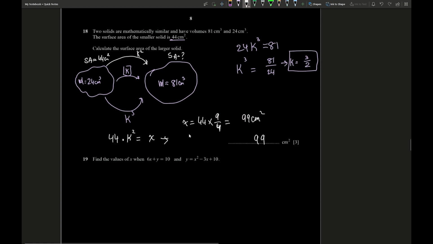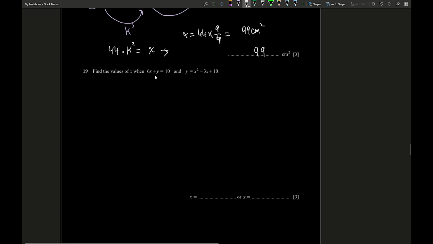Now, for question number 19, find the values of x when 6x plus y is equal to 10 and y is equal to x squared minus 3x plus 10. Alright, so you have one linear equation and one quadratic equation. We're told to find the solutions of x, oh, just x, okay, perfect.